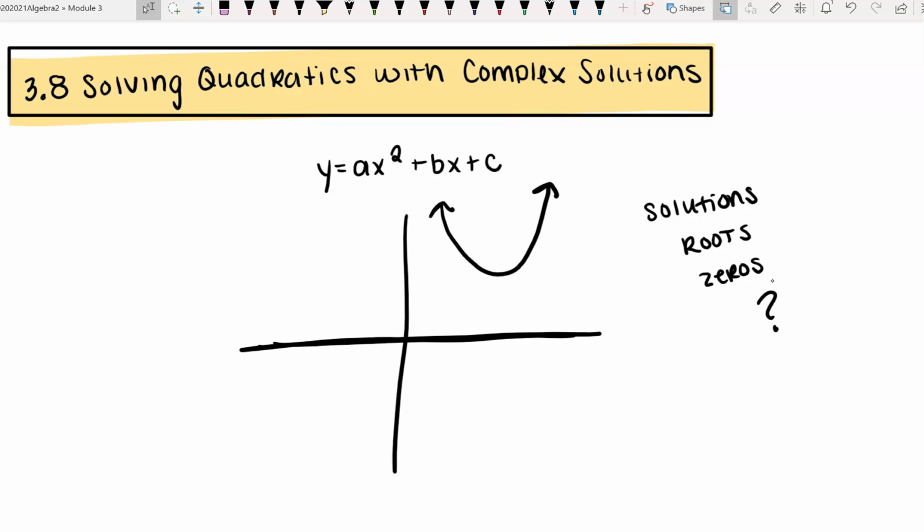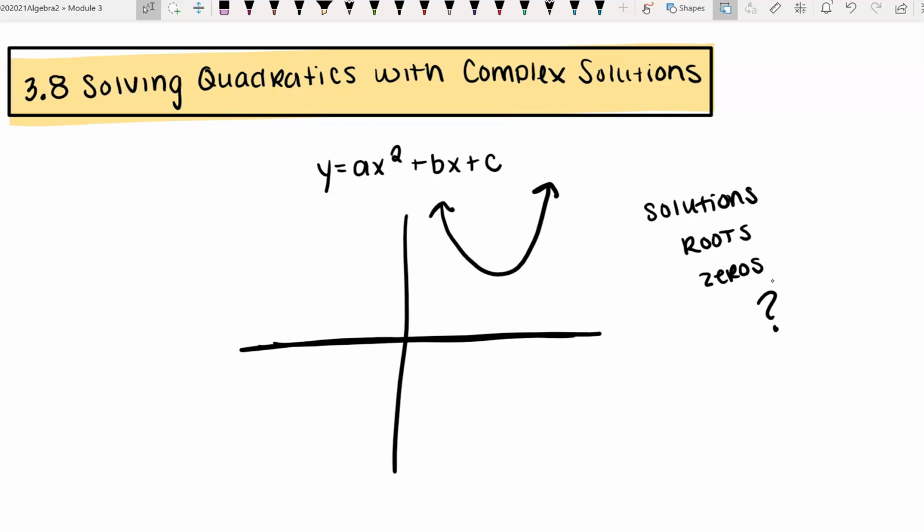Now there's a video that I linked in the same place you found this video on Canvas that visualizes what the imaginary axis looks like. I encourage you to watch that. You may want to just pause this video right now and go back and watch it. It'll help you visualize what I mean by there being imaginary solutions.